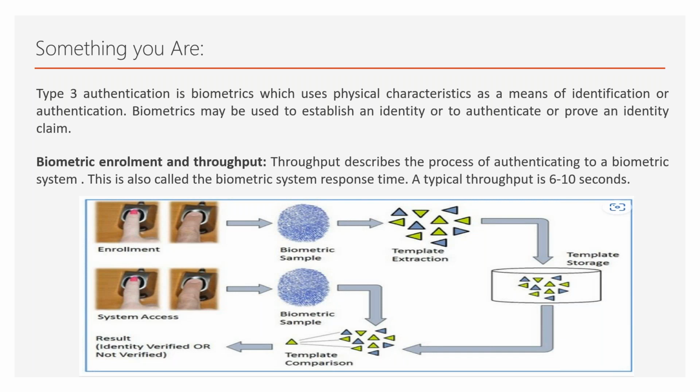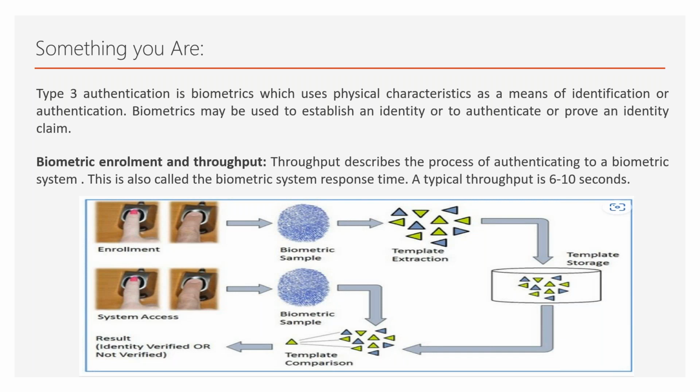The third type of authentication is something you are. This is basically a type 3 authentication, which uses your biometrics. It can be your fingerprint, your face ID, your retina scan, or your iris scan. So different types of authentication are there in something you are.